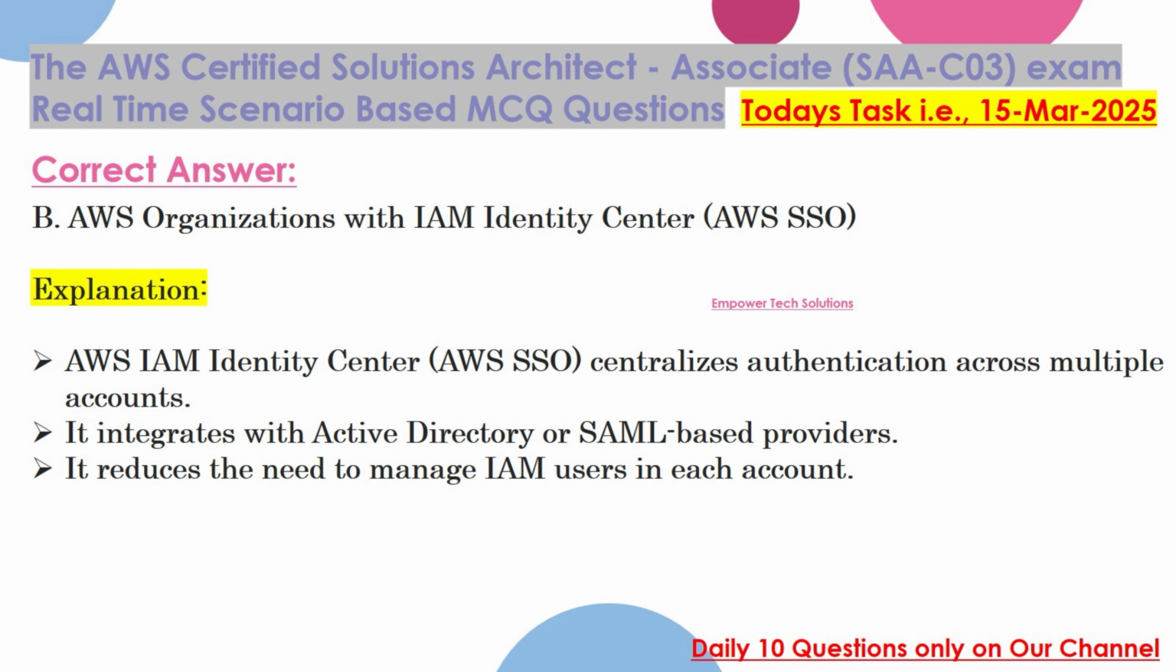Correct answer: B. AWS Organizations with IAM Identity Center, AWS SSO. Explanation: AWS IAM Identity Center, AWS SSO, centralizes authentication across multiple accounts. It integrates with Active Directory or SAML-based providers. It reduces the need to manage IAM users in each account.